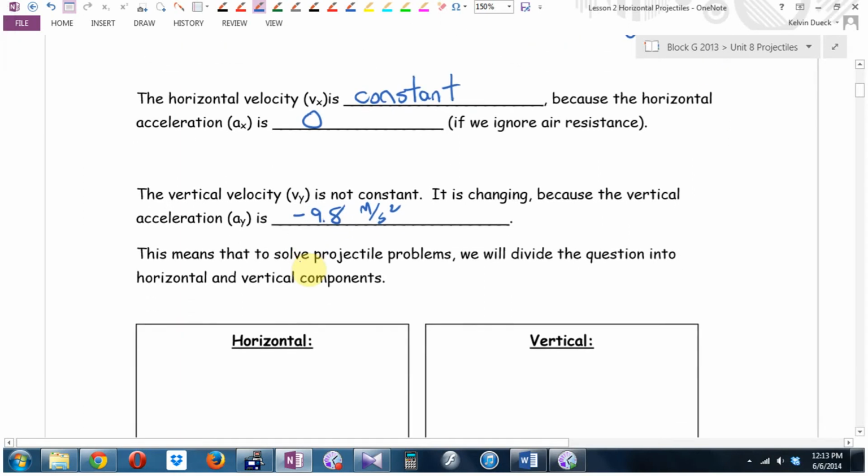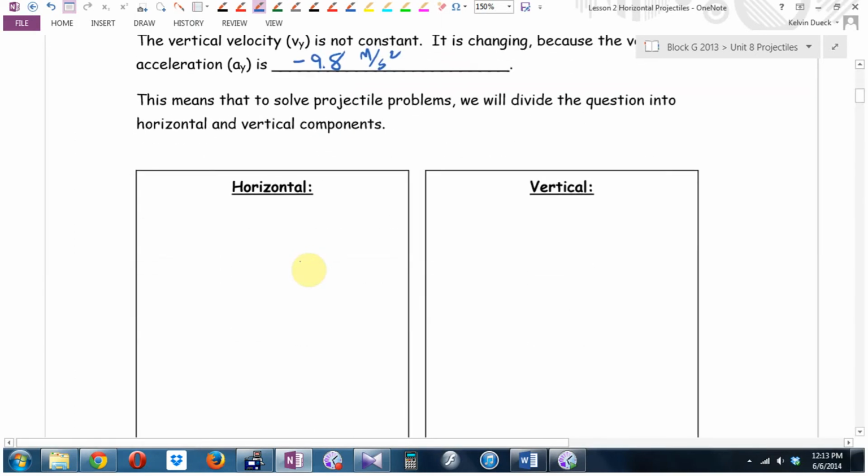So if you give me a projectile, immediately what I'm going to do is divide my page into horizontal and vertical components. And as soon as I divide my page, I usually go H for horizontal, V for vertical, the next thing I write is AX is zero, AY is negative 9.8. That's the case for any projectile on the Earth. On the moon would be different.